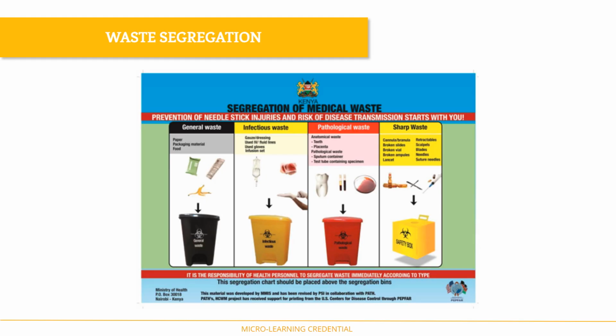On the screen, you can see the waste segregation guidelines developed by the Government of Kenya. As you can see, for general waste the bin is black in color. Yellow and red colored bins are for infectious and pathological wastes, respectively. A puncture-proof yellow bin is for sharp waste. Similarly, every country has their own segregation guidelines and rules for biomedical waste.